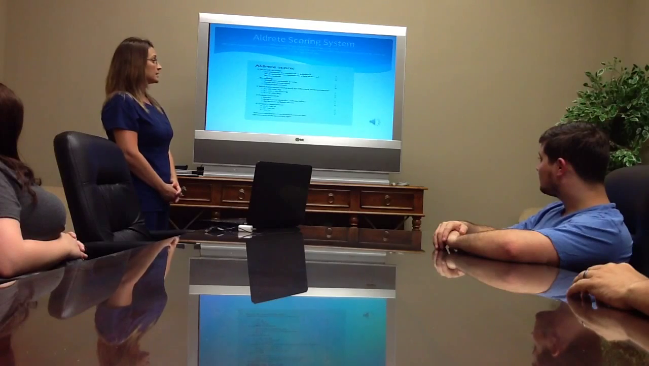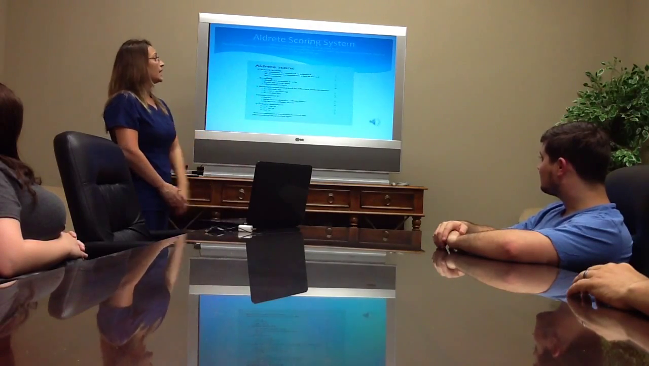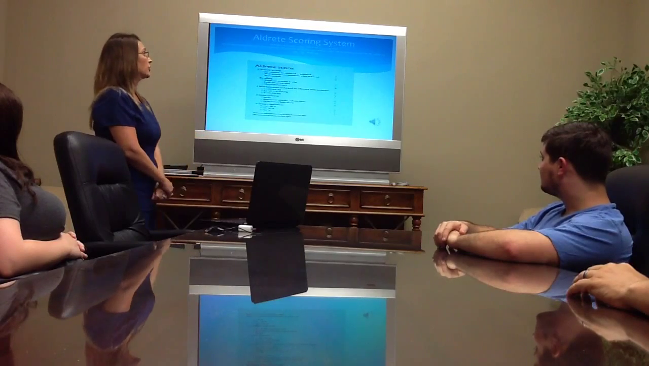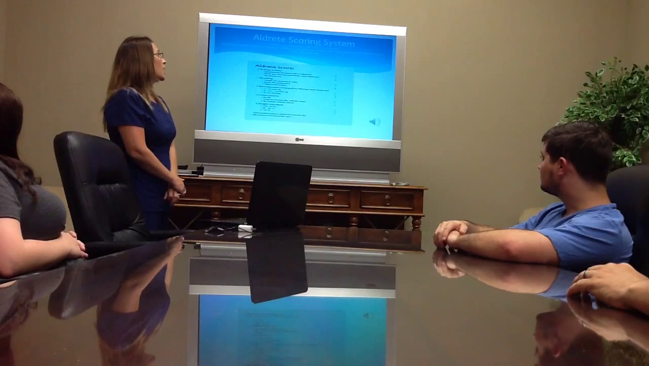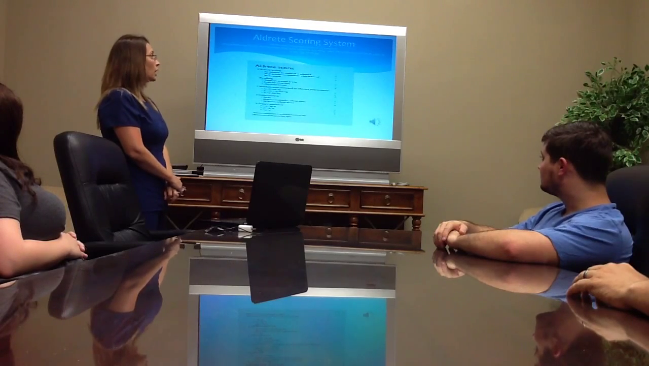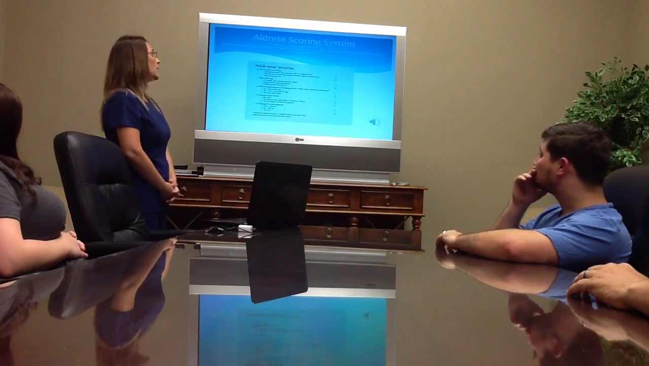Each category has different ratings, a 0, a 1, or a 2. An example of a 2 in the motor activity would be spontaneous movement when addressed. An example of 2 in the breathing and respiration category would be coughs on command, or they're crying, they're able to get air in and out.